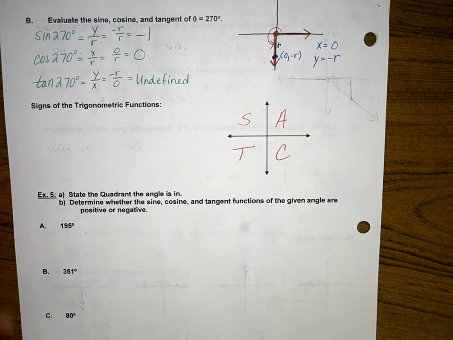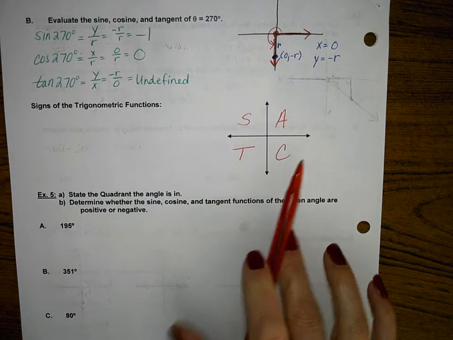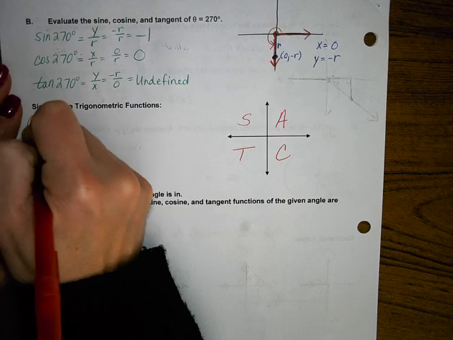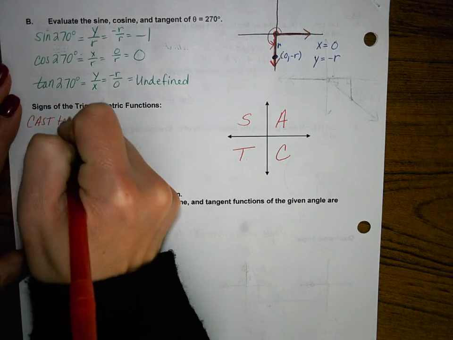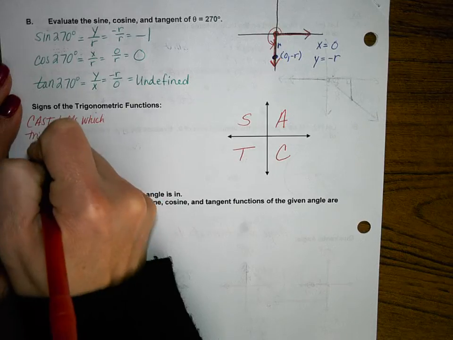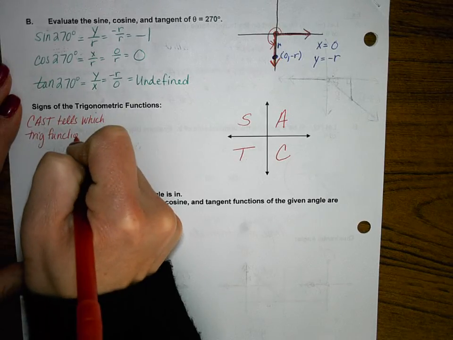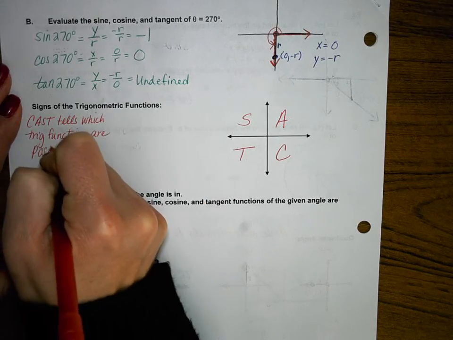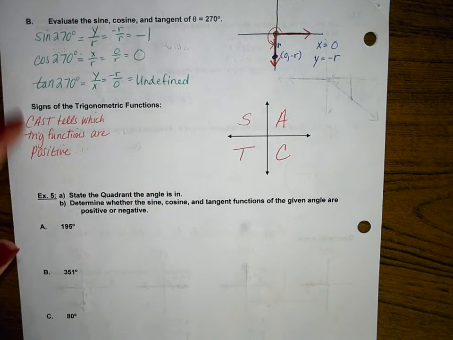Going to use something called CAST. It starts down there in quadrant 4, C-A-S-T, okay? CAST tells us which trig functions are positive. All right, now let's start out with the easy quadrant.